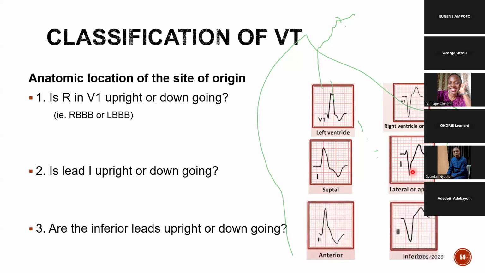And then if we consider the inferior leads, if the lead is more positive or upgoing, it means the waves are moving towards the inferior leads. And by that, the lesion will be more anterior. And if it's more negative, it means the waves are moving away from the inferior leads, and then the lesion will be more towards the inferior parts of the heart. Thank you.